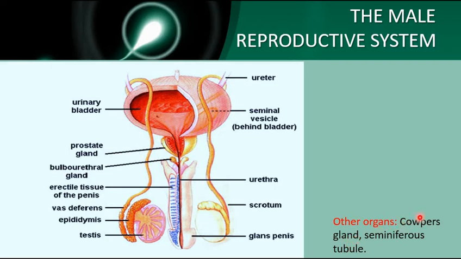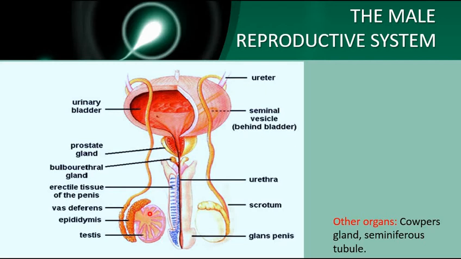And we have also the seminiferous tubules. Sperms are produced within the testes. They are always found here, at the point where the sperm is produced. That's where you see these seminiferous tubules.